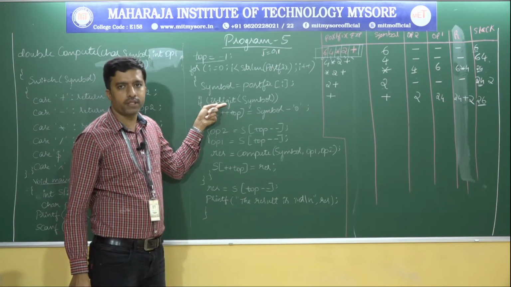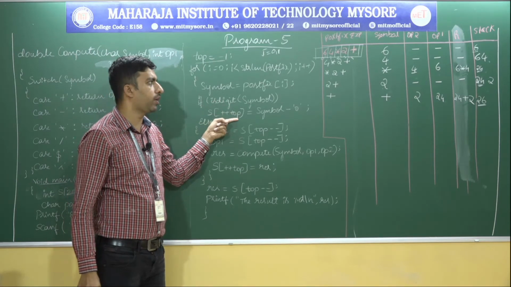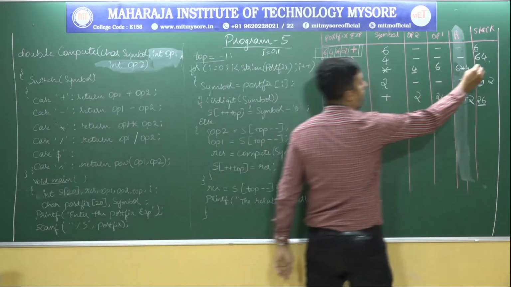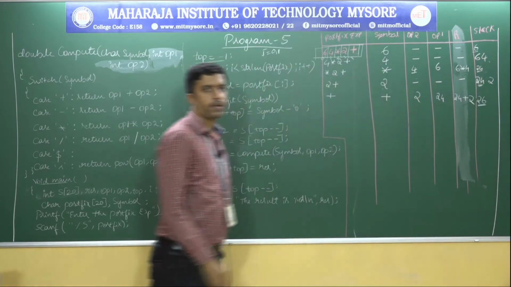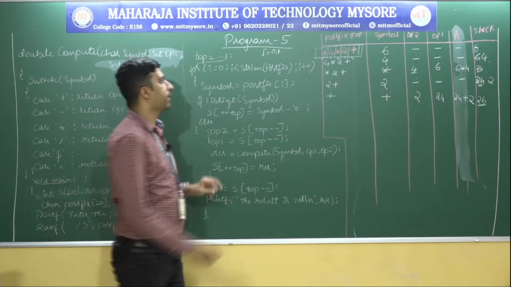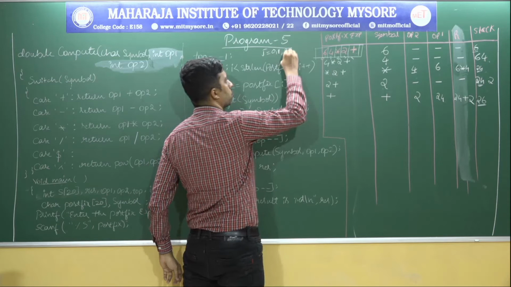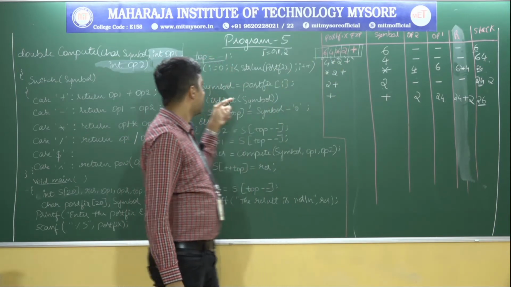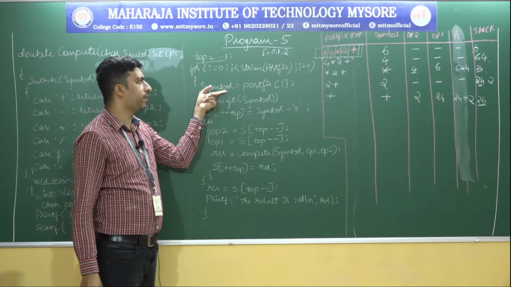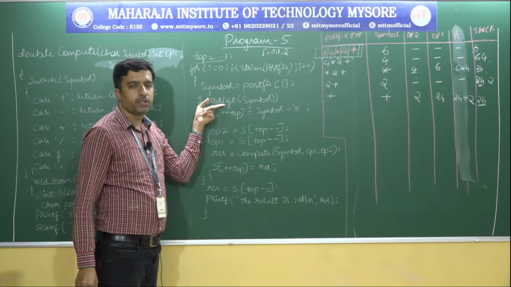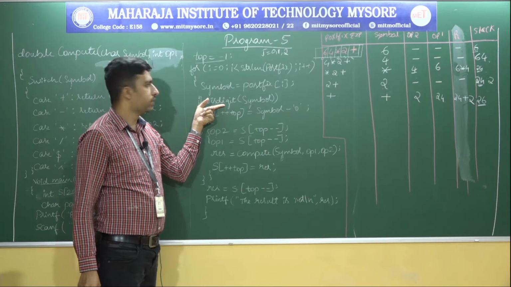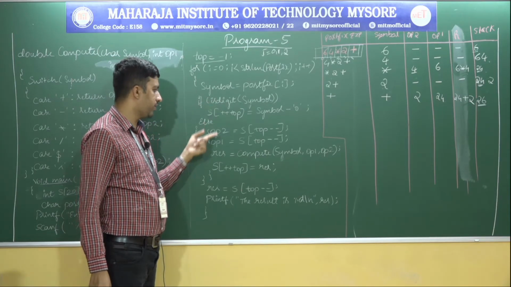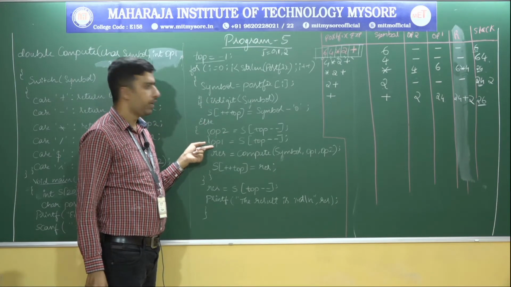Check that one. 4 is a digit, so just push it to the stack. Now the stack has 6, 4. Now i gets incremented and becomes 2, which has a star. The symbol is a star. Checking, is star a digit? No. Star is not a digit, so it goes to the else part.